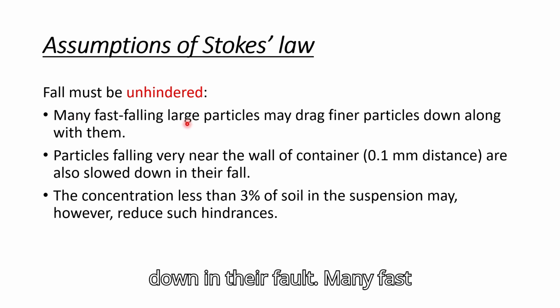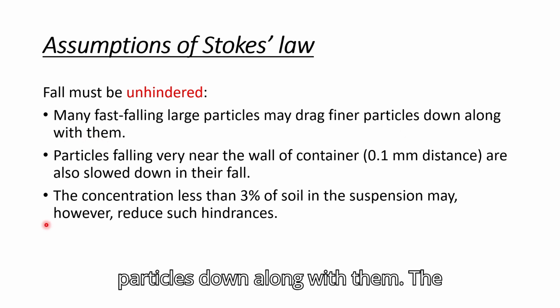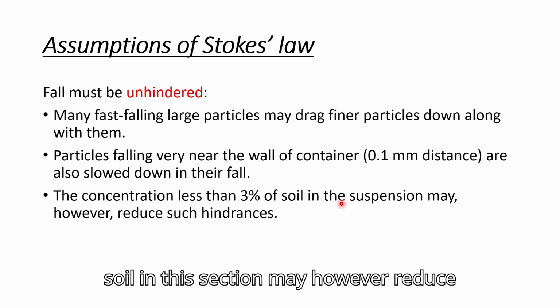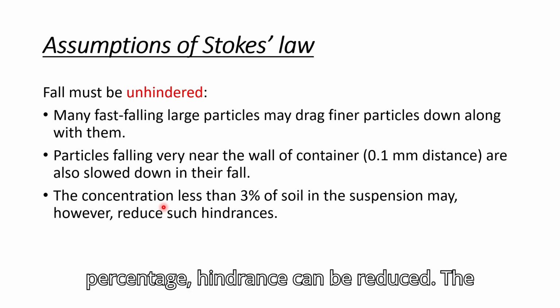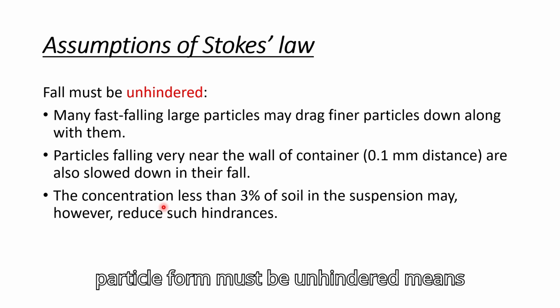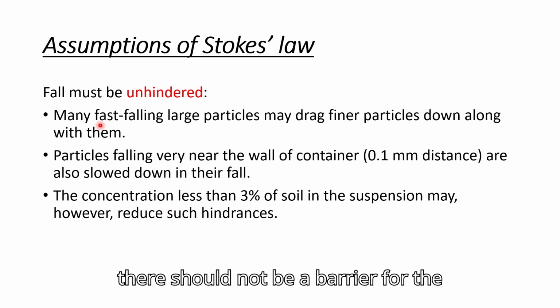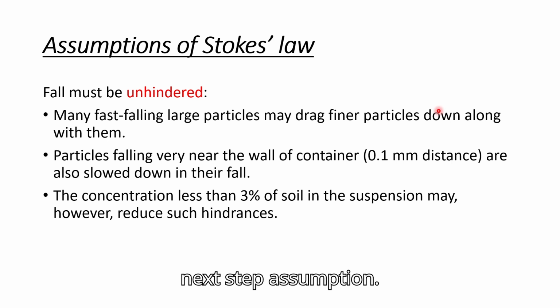So particles falling very near the wall of the container are also slowed down in their fall. Many fast falling large particles may drag finer particles down along with them. A concentration of less than 3% of soil in the suspension may, however, reduce such hindrance. So if the soil concentration is 3%, hindrance can be reduced. The particle fall must be unhindered, which means there should not be a barrier for the fall. Okay, understood. And we can see the next assumption.